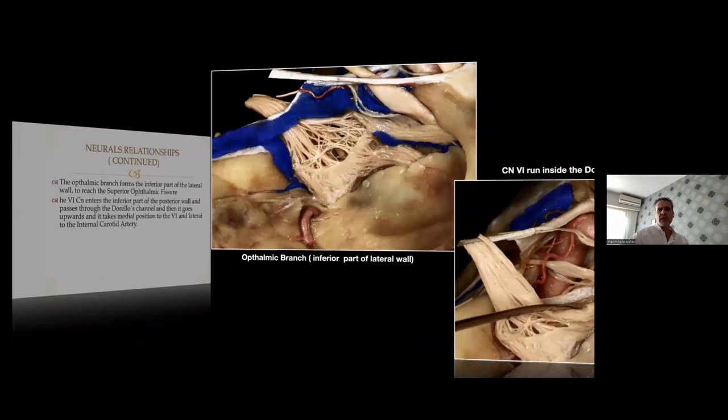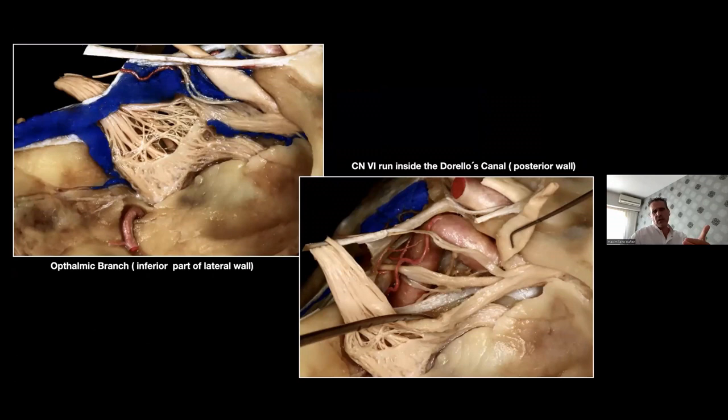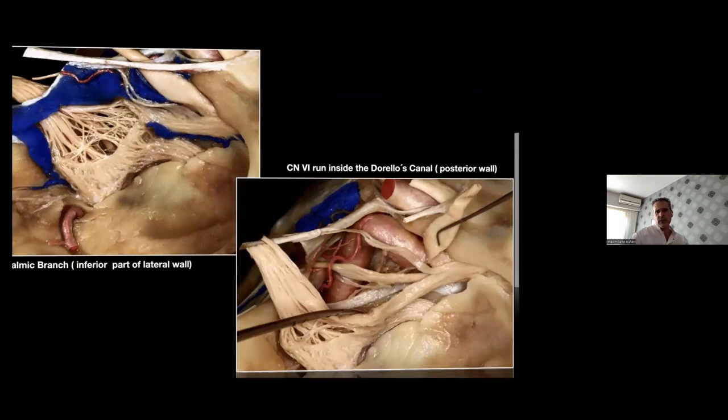Here again, the lateral aspect, we remove part of it, we push V1 in order to see the petrolingual ligament and to describe the disposition of the sixth cranial nerve in the lateral aspect of the carotid artery.